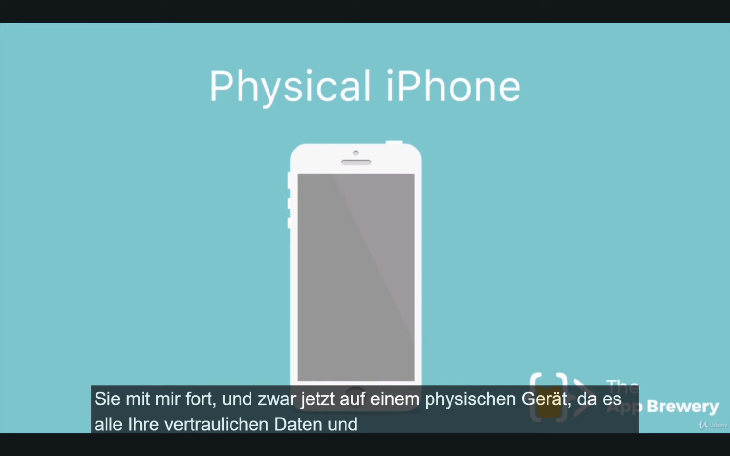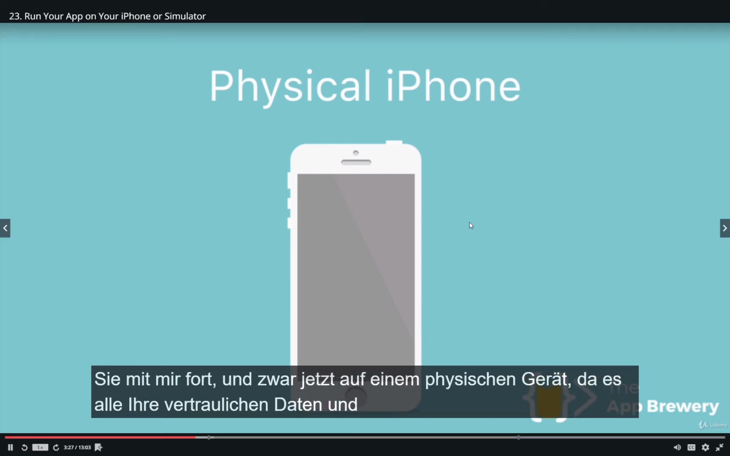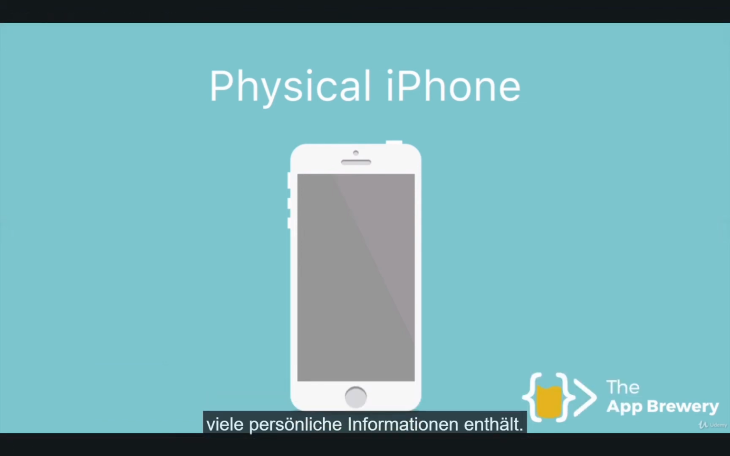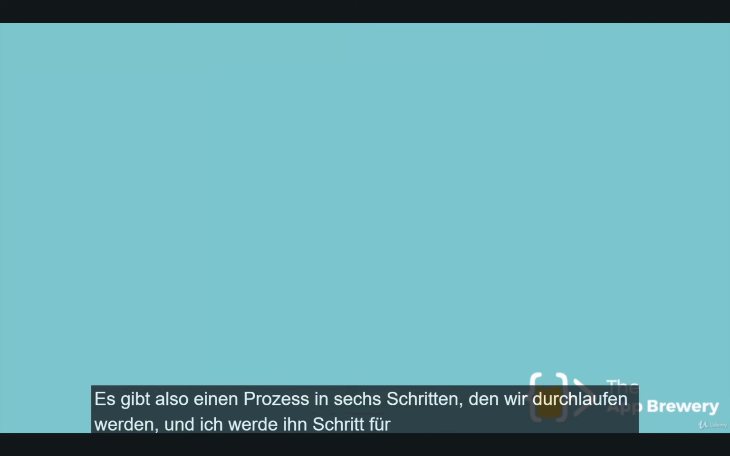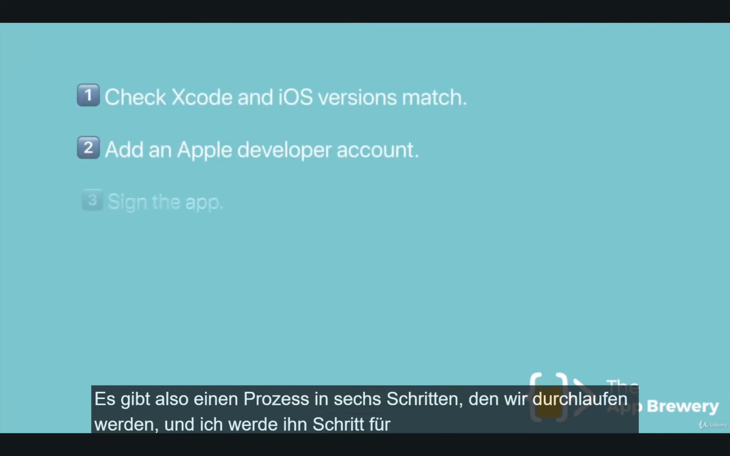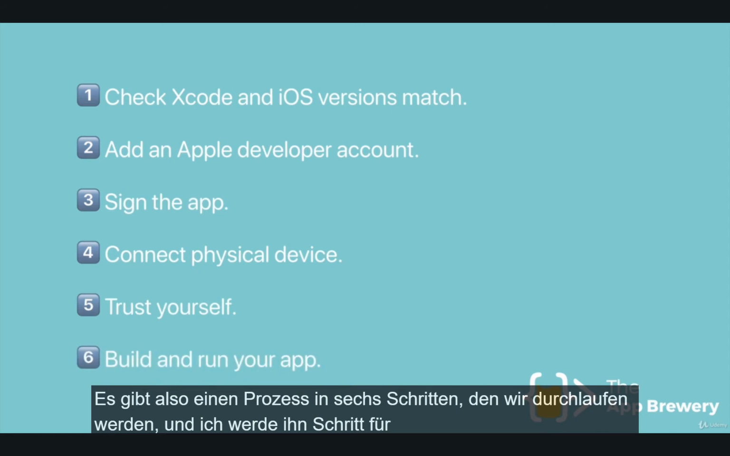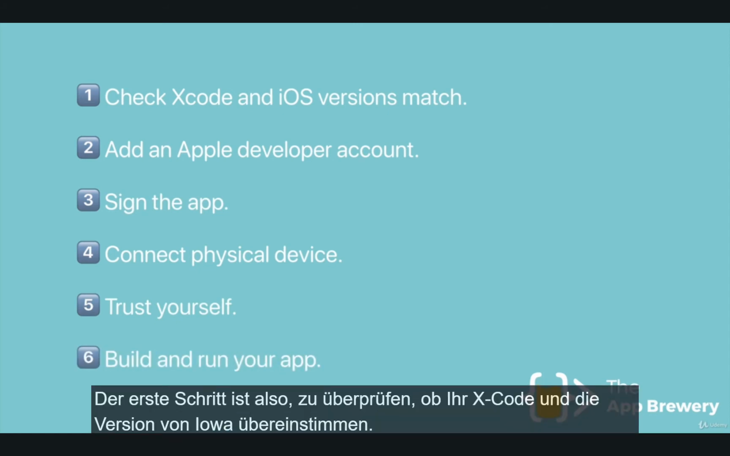Now, running on a physical device, because it has all of your sensitive pieces of data and a lot of personal information, it's a little bit harder than running it on the simulator. So there's a 6-step process that we're going to go through, and I'm going to run through it with you step by step. So the first step is to check that your Xcode and iOS versions match.